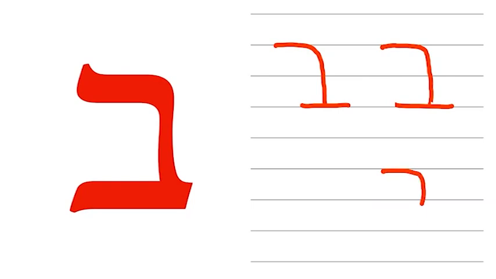Next is Bet. We're going to have a rounded angle and a base. A rounded angle and a base, two more times. A rounded angle with a base, and a rounded angle with a base. Because this is a Begad Kefat consonant, we'll put a nice big Dagesh Lene in the letter to remind you of that.